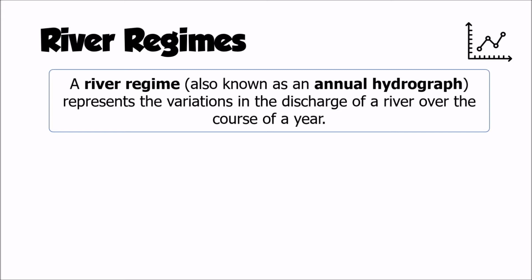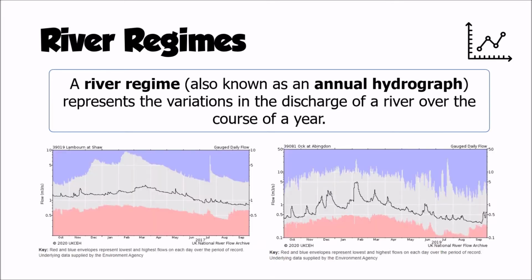A river regime is sometimes referred to as an annual hydrograph, and as that name suggests, it represents the variations in the discharge of a river over the course of a year. So very often it's shown as a line graph, maybe something like we can see on the screen here, and it shows us the discharge and how that varies from one month to the next, giving us a picture of maybe how that river behaves over the course of the year.